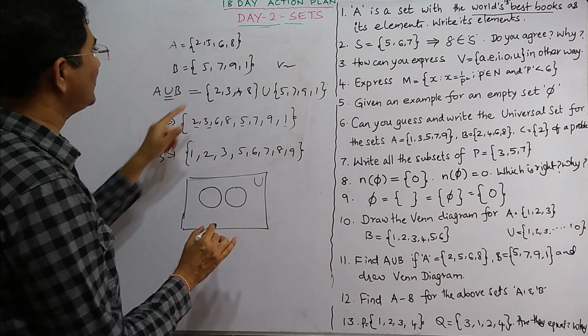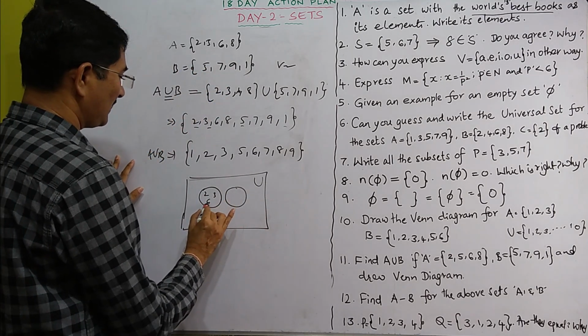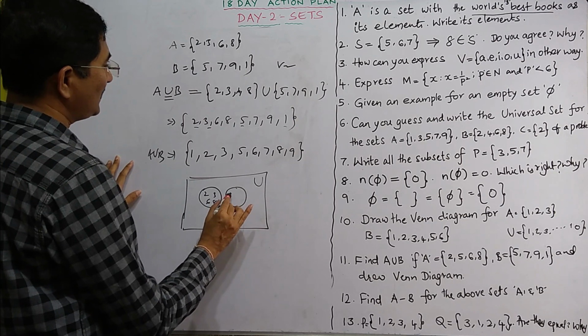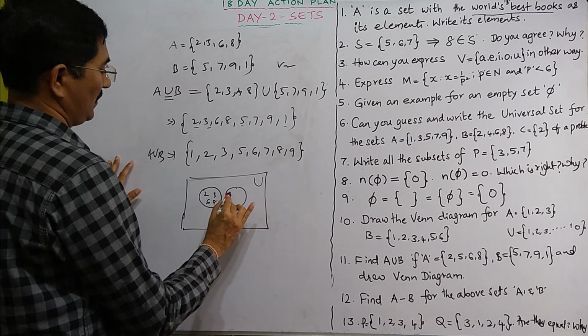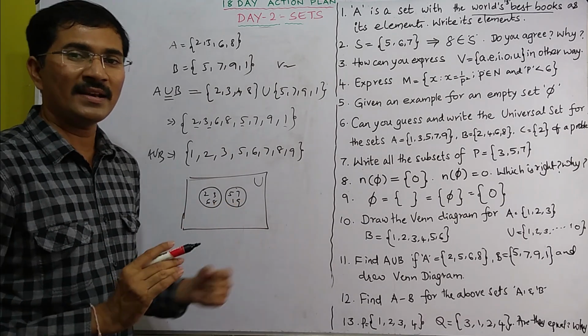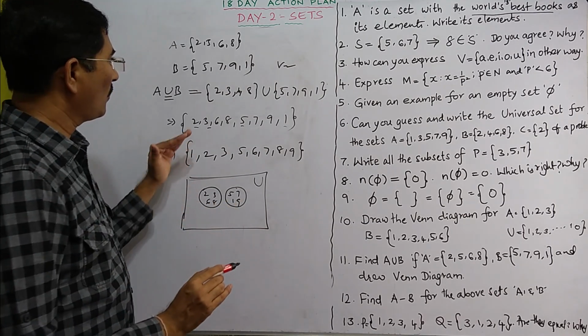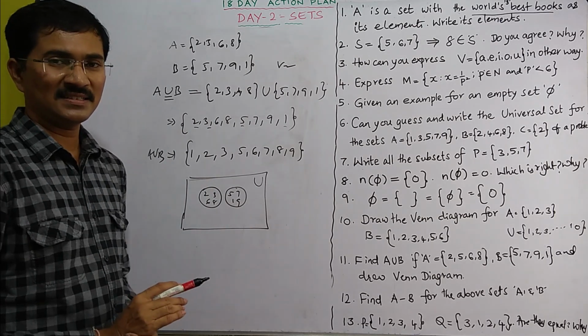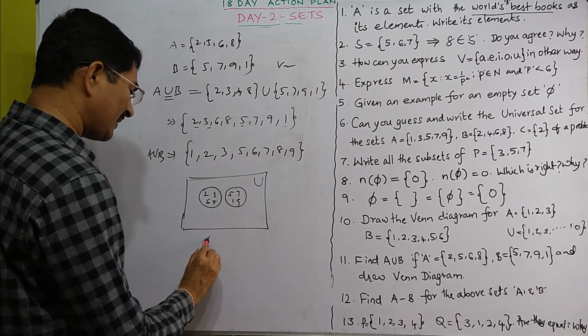Now what are there in this? 2, 3, 6, 8. Now what are there in this? 5, 7, 1, 9. Now here we don't use commas in the Venn diagrams. Now this is how we represent. Now if you have to draw, do like this.